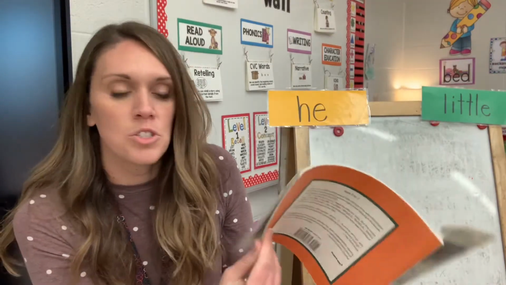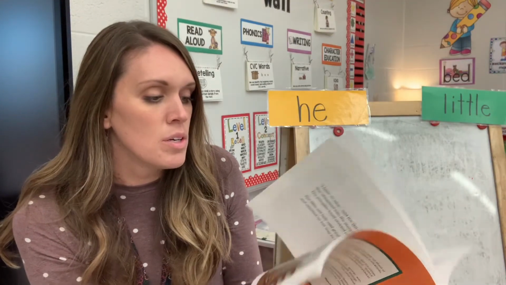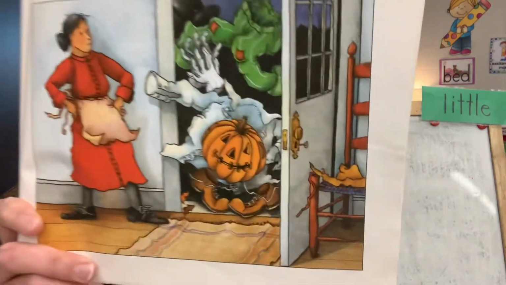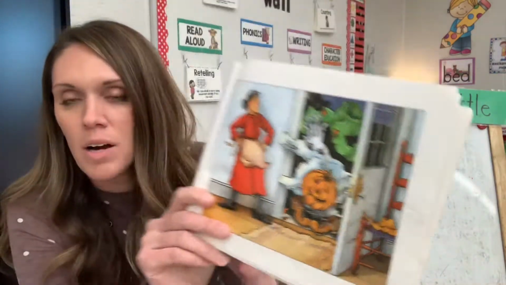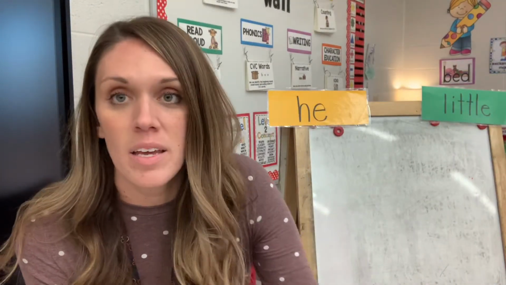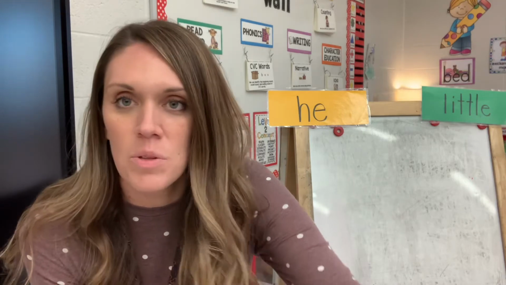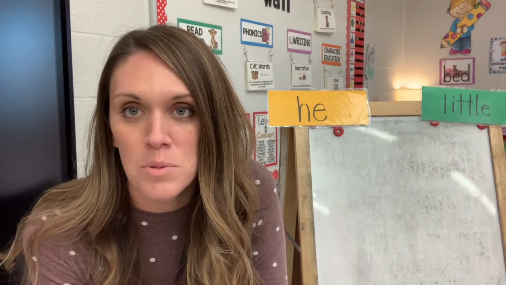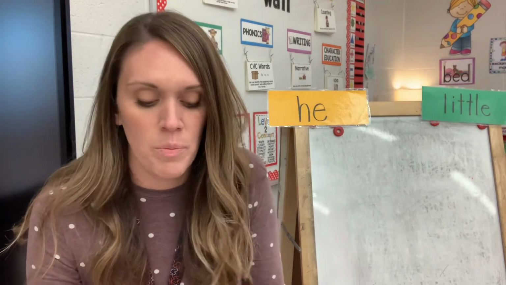But then she was also, where was she at here? She was in her house. So those are two good examples of a setting. So that character, the little old lady, was in the woods for part of it, and then also in her house. And the house and woods are both settings.